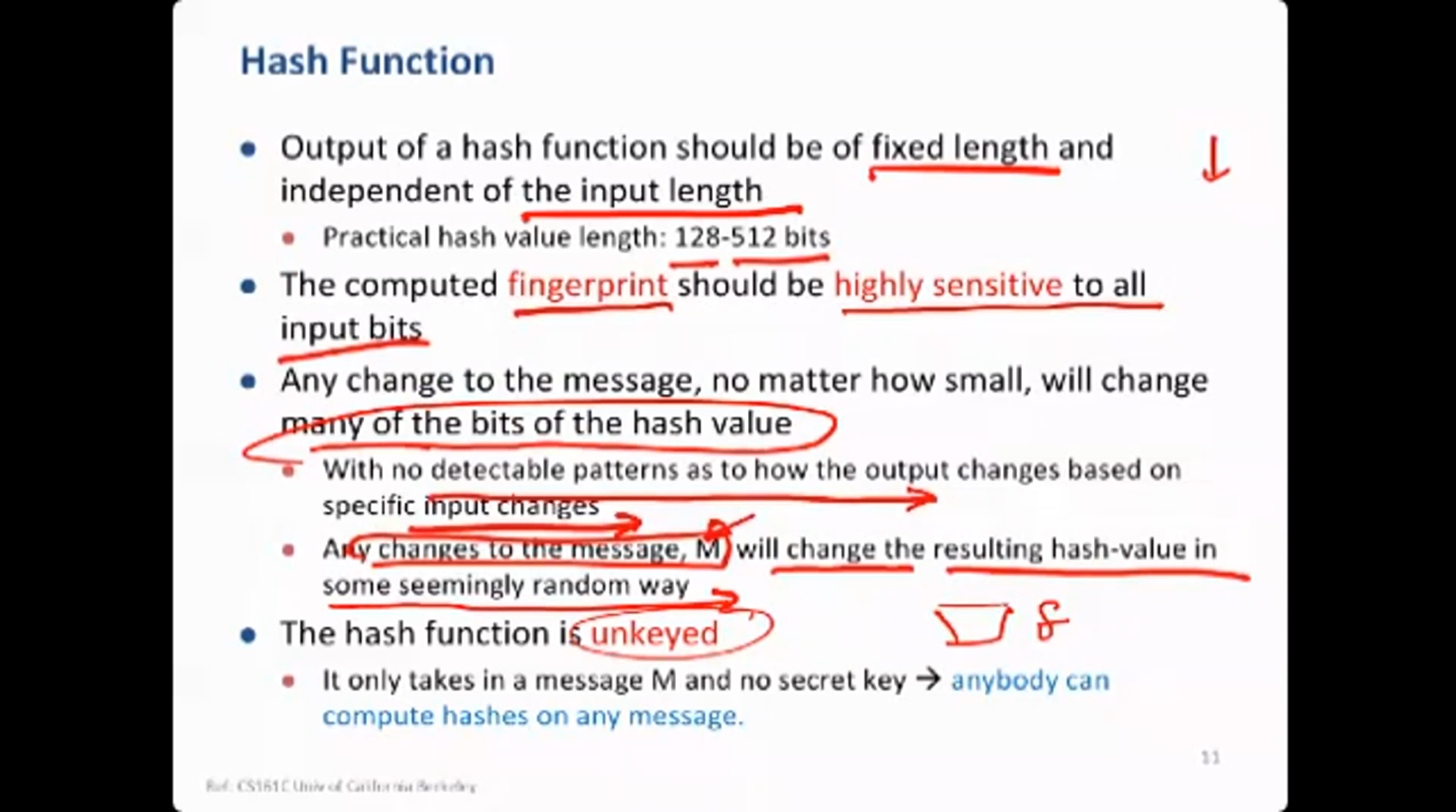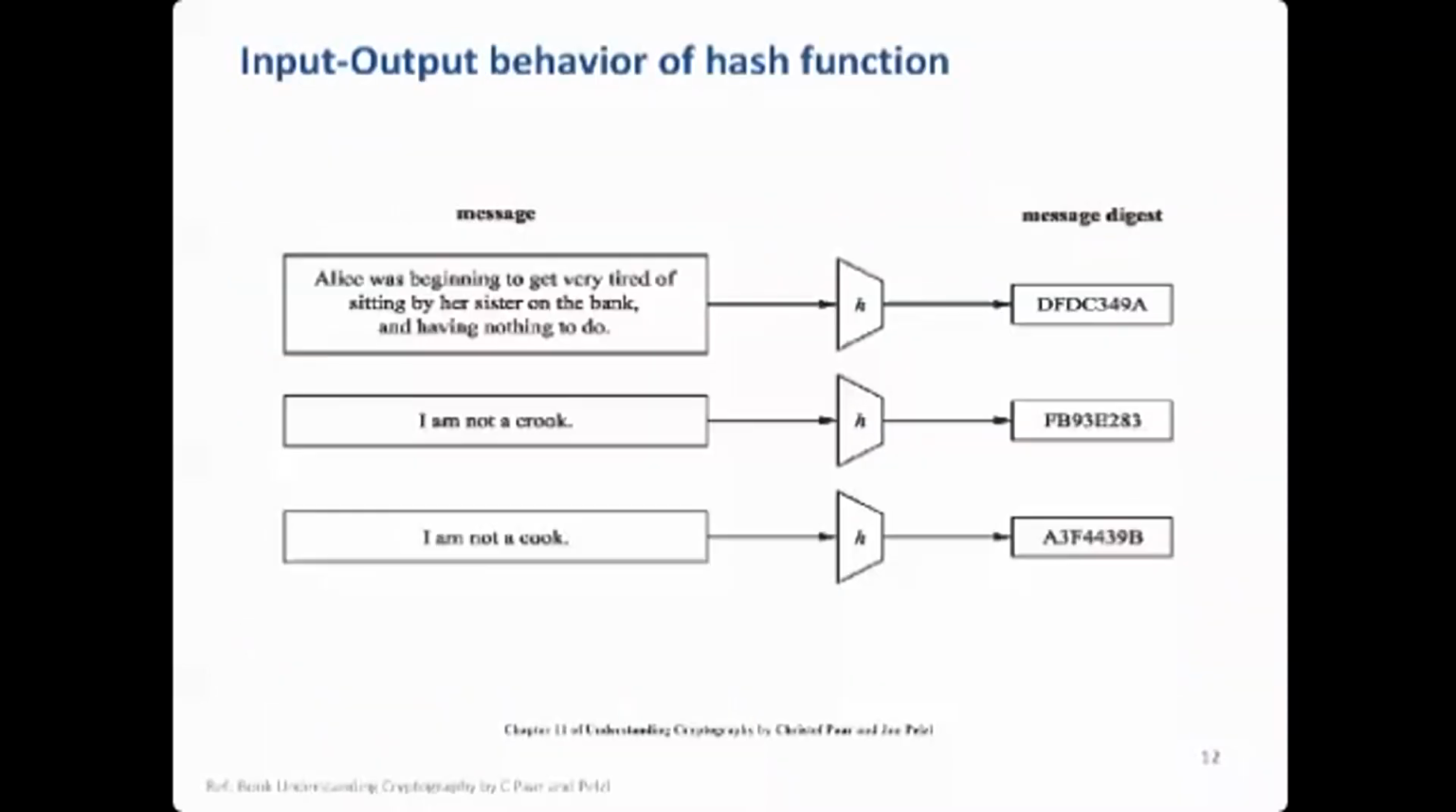The first message is this one: Alice was beginning to get very tired by sitting by her sister on the bank and having nothing to do. Second is: I am not a crook. And third one is: I am not a cook. And the output is this one for the first case. Note that the output size is the same. The number of bits here will be the same in all three.